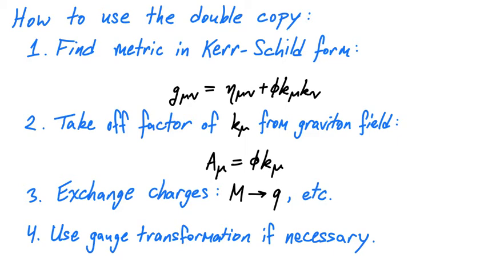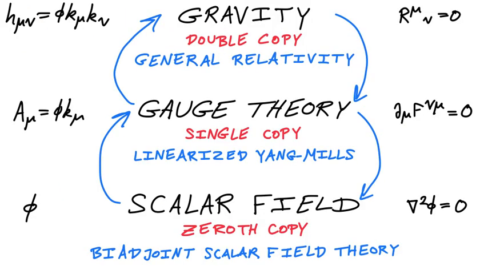Importantly, one can follow this process in reverse to go from a gauge field to a gravitational field. This offers a new way to find solutions to general relativity from simpler theories. On this slide, I give a diagram that displays the terminology used to refer to the different fields at play here. Double copy refers to the graviton field, single copy the gauge field, and zeroth copy the scalar field.